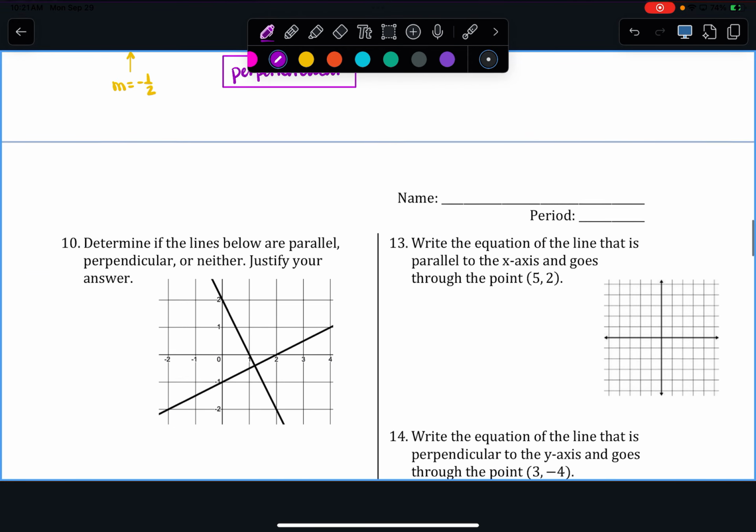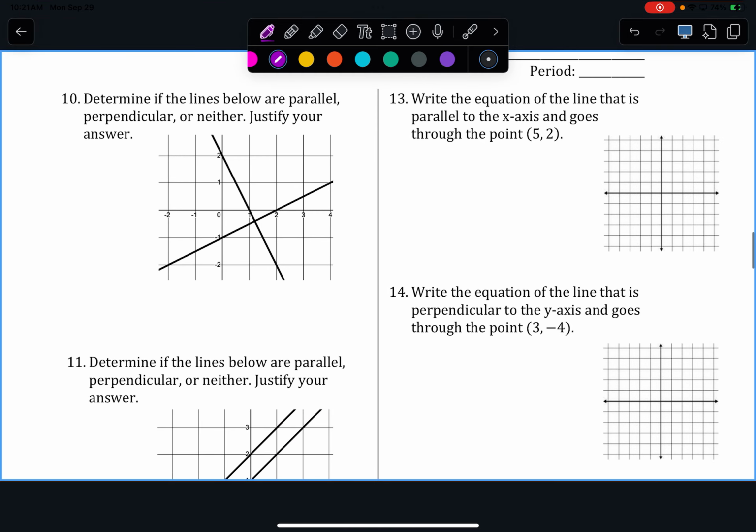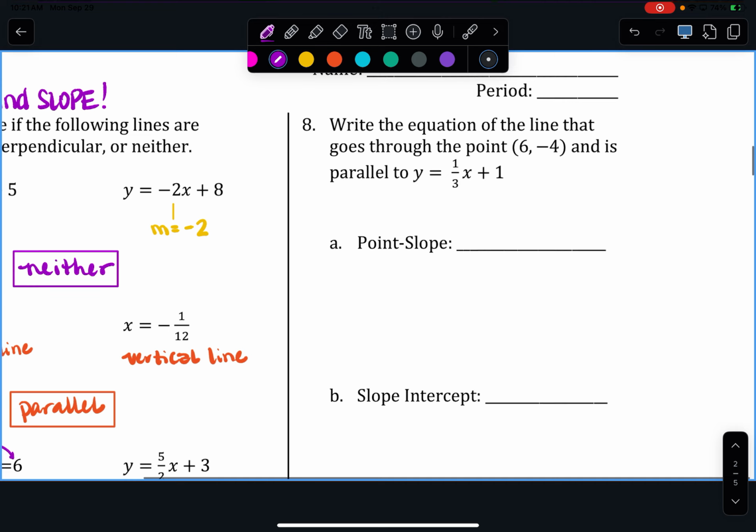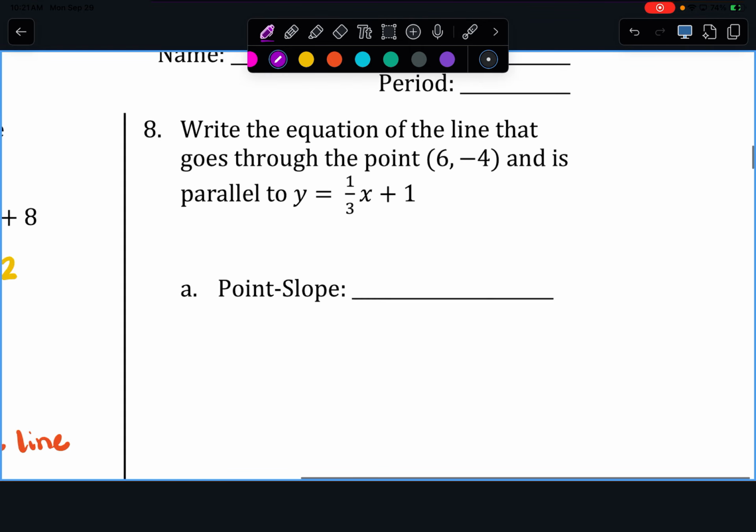All right, moving along, number 10. Oh, actually, that's the next page. Let's go in order. Here we go, sorry. Number 8, write the equation of the line that goes through the point (6, -4) and is parallel to y equals 1/3 x plus 1.